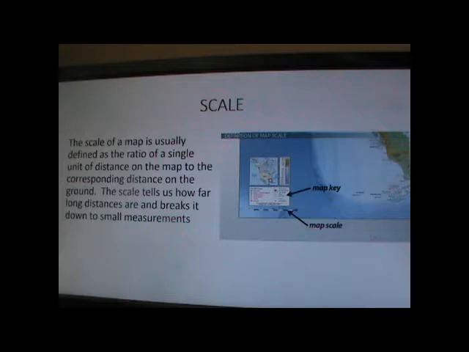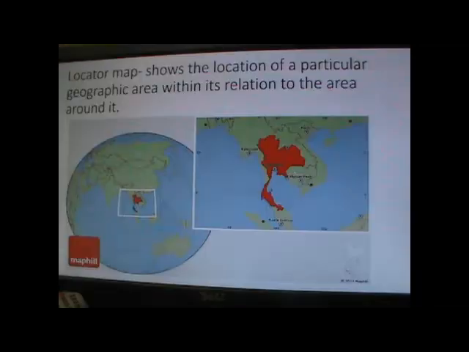It gives you a reference to how far distance-wise places are apart from each other. And the last step of my 5 map basics is the locator map.